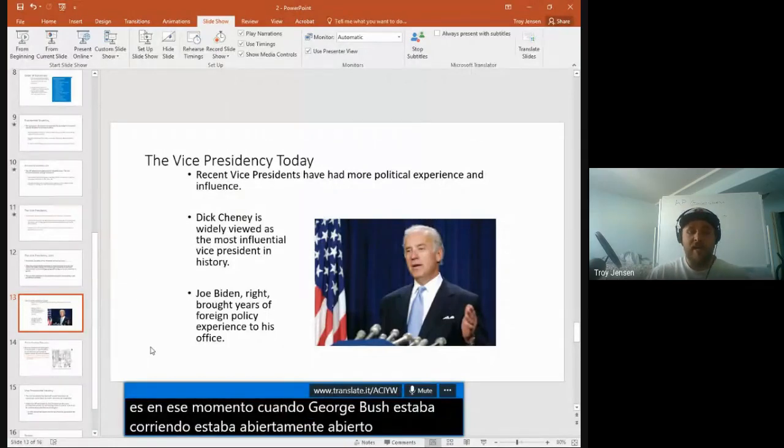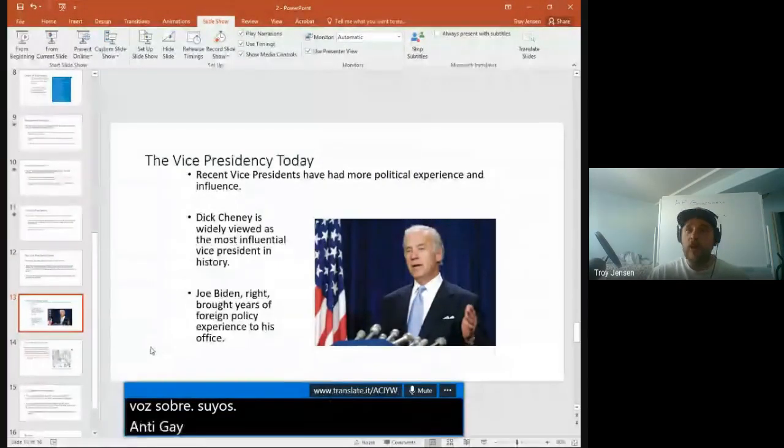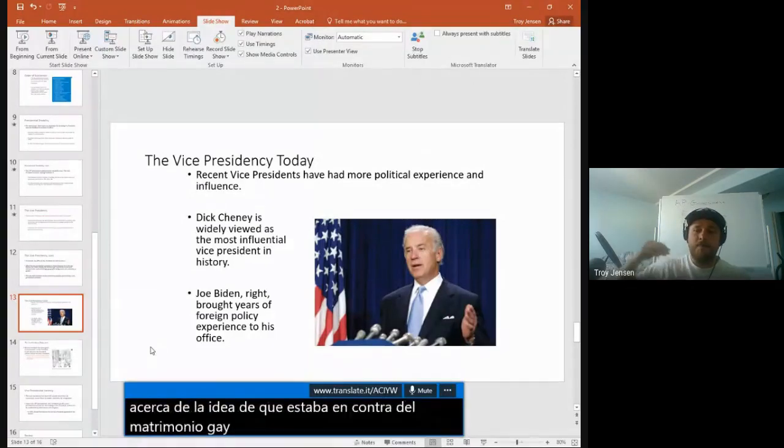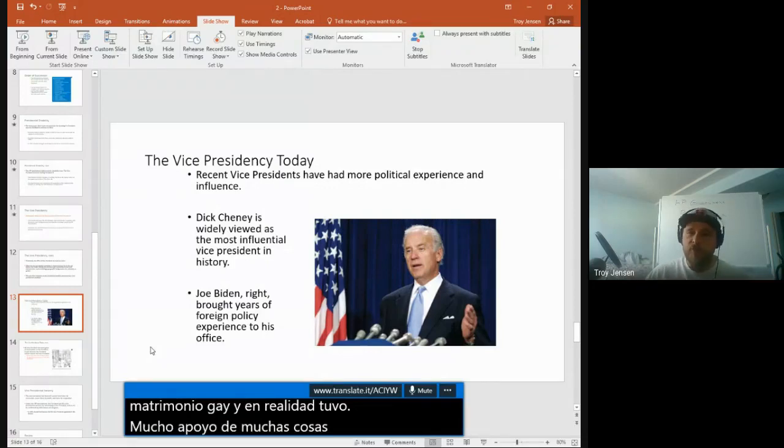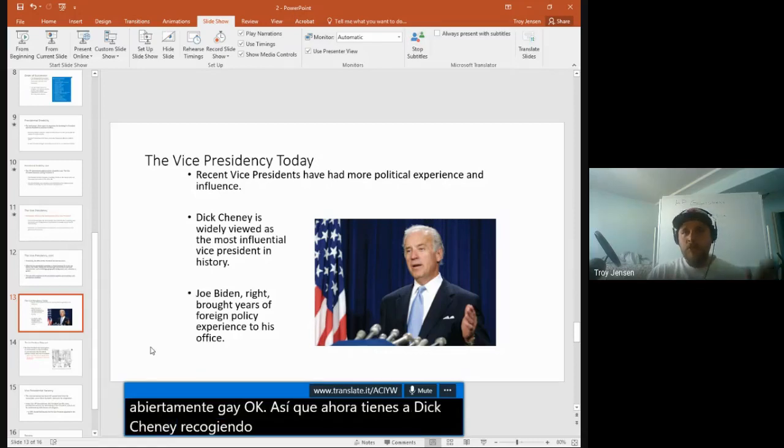One of the biggest problems is that at that time when George Bush was running, he was openly voiced about his anti-gay marriage policies. He was very open about this idea that he was against gay marriage, and he actually got a lot of support from a lot of ultra conservative groups because of this. But the issue with Dick Cheney is, even though he was Republican, Dick Cheney's daughter was openly gay. Okay, so now you're picking up Dick Cheney so you can get that oil support and that gas money, but you're also going to lose those hardcore conservative backgrounds with this.